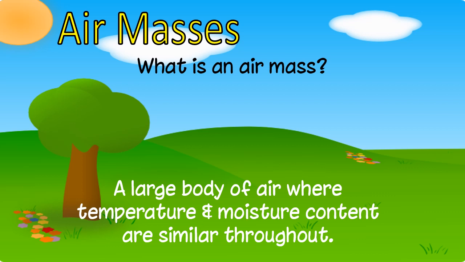Now it could be warm, but maybe it's dry. Maybe it's coming over land and it's a dry air mass, so warm and dry. It could be warm, but if it's coming over the ocean, that means it's going to be moist. It's going to be humid and have water in it. But regardless, whatever the temperature is going to be the same throughout. Whatever the moisture is the same throughout. You can't have an air mass that's like half dry and half humid. It doesn't work that way.